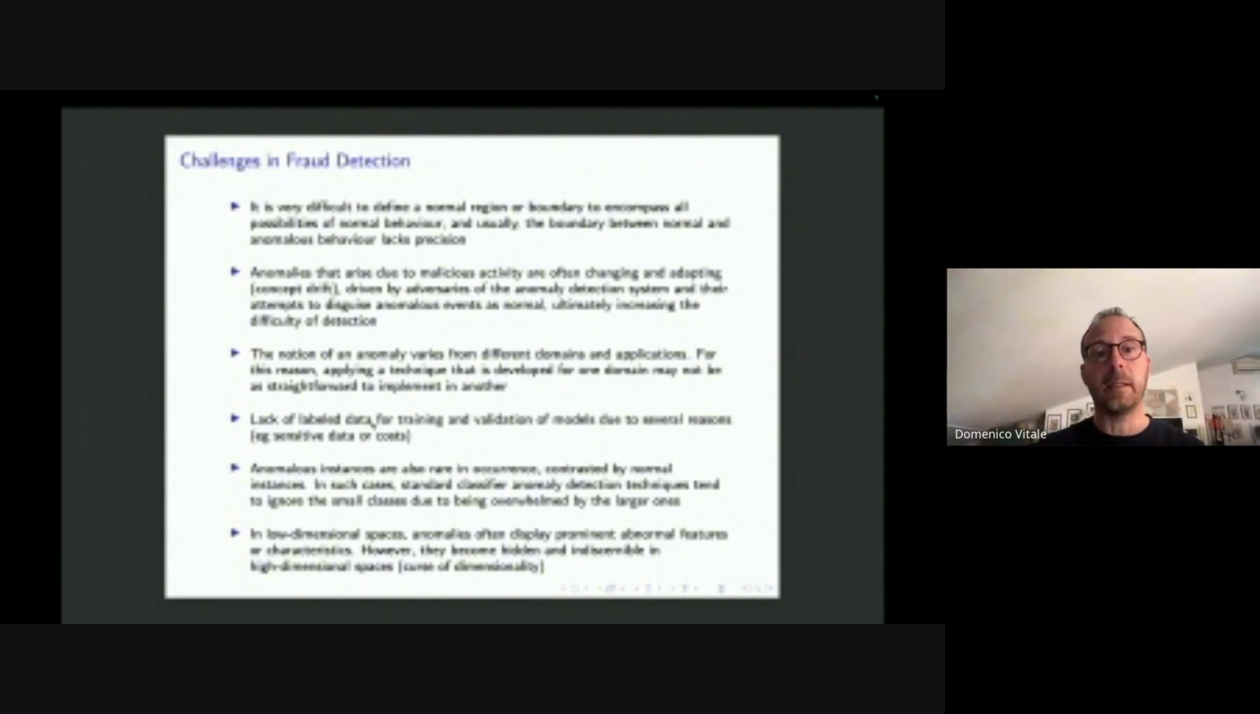Also, anomalies may arise due to malicious activity, which is often changing and adapting over time. This is the so-called concept drift, which can limit the application of standard anomaly detection procedures. Also, anomalies can vary across different domains and applications. So it is not possible to build an anomaly detection procedure valid for all domains and applications.